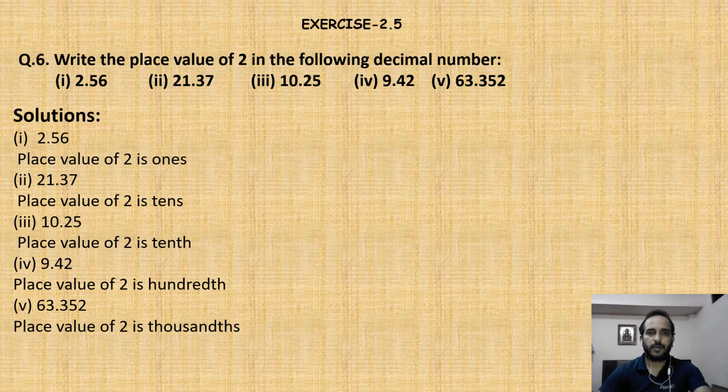Now next we have question number 6. This is: write the place value of 2 in the following decimal numbers, and the very first part is 2.56. So place value of 2 is here ones. In case of the second part, the place value we have here is tens. Third part, place value of 2 is tenth here, 1 upon 10. And the place value of 2 is hundredth in the fourth part, and thousandth in the fifth part. So this question is so simple, you can understand by your own by counting the place value of the number.